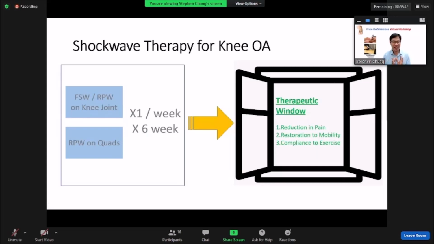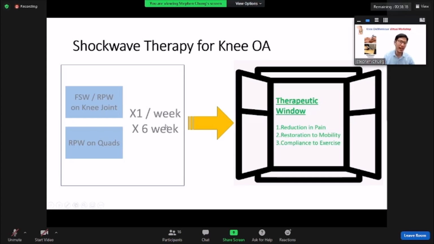Now, here is the key. After understanding the combination of focal shock wave and the radial pressure shock wave, we try to do it once a week for 6 weeks. All right, once a week for 6 weeks. I'm not sure what the current protocol is at your clinics, but we try to allow some time before the next treatment.